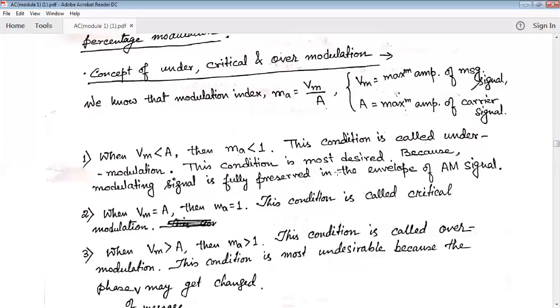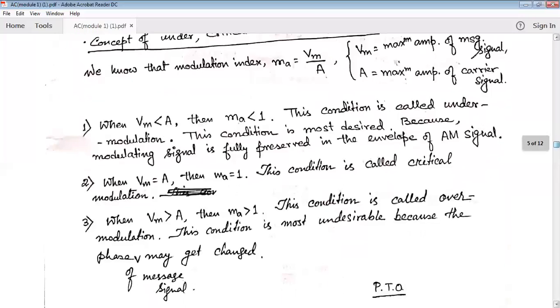This is the ultimate condition which we desire, but it is not practically possible. It is not possible to install practically. So we try to modulate any message signal to its very best, that is practically 90% to 98%, but 100% is not practically possible.